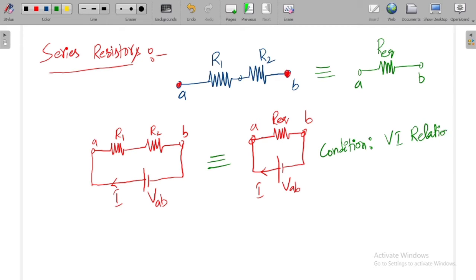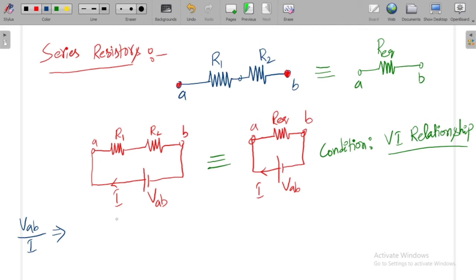So when I am replacing the series connected resistors with a single resistor, we should not disturb the circuit. We should not change the characteristics of the circuit. It means that the relationship between voltage and current should be the same before the conversion and after the conversion. Before, we have series connected resistors and after, we have a single resistor. In both situations, the VI relationship should not change. This is a very, very important thing which we need to keep in our mind.